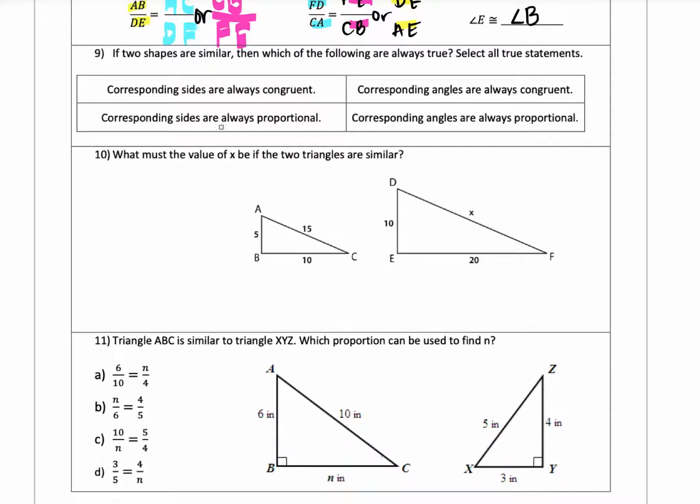That would be true if we had two congruent shapes, but when we have two similar shapes, all we can say about their sides is that their sides are always proportional. And then about the angles. Corresponding angles are always congruent, or corresponding angles are always proportional.